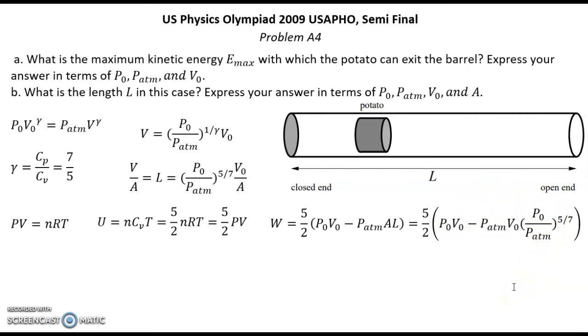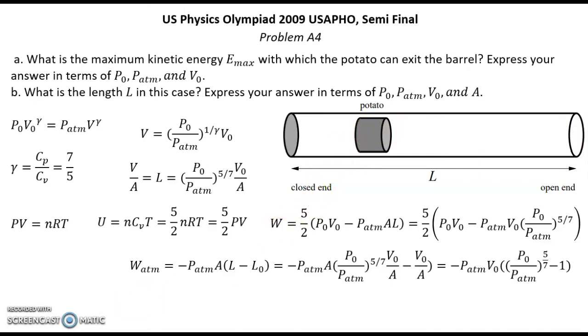But also during this process, the atmosphere is doing negative work against this piston, which is equal to force multiplied by distance. Let's count it. So this is the work done by the atmosphere: negative P atmosphere multiplied by cross section multiplied by distance. After we put in all the expressions, we have this final value for the work done by the atmosphere.